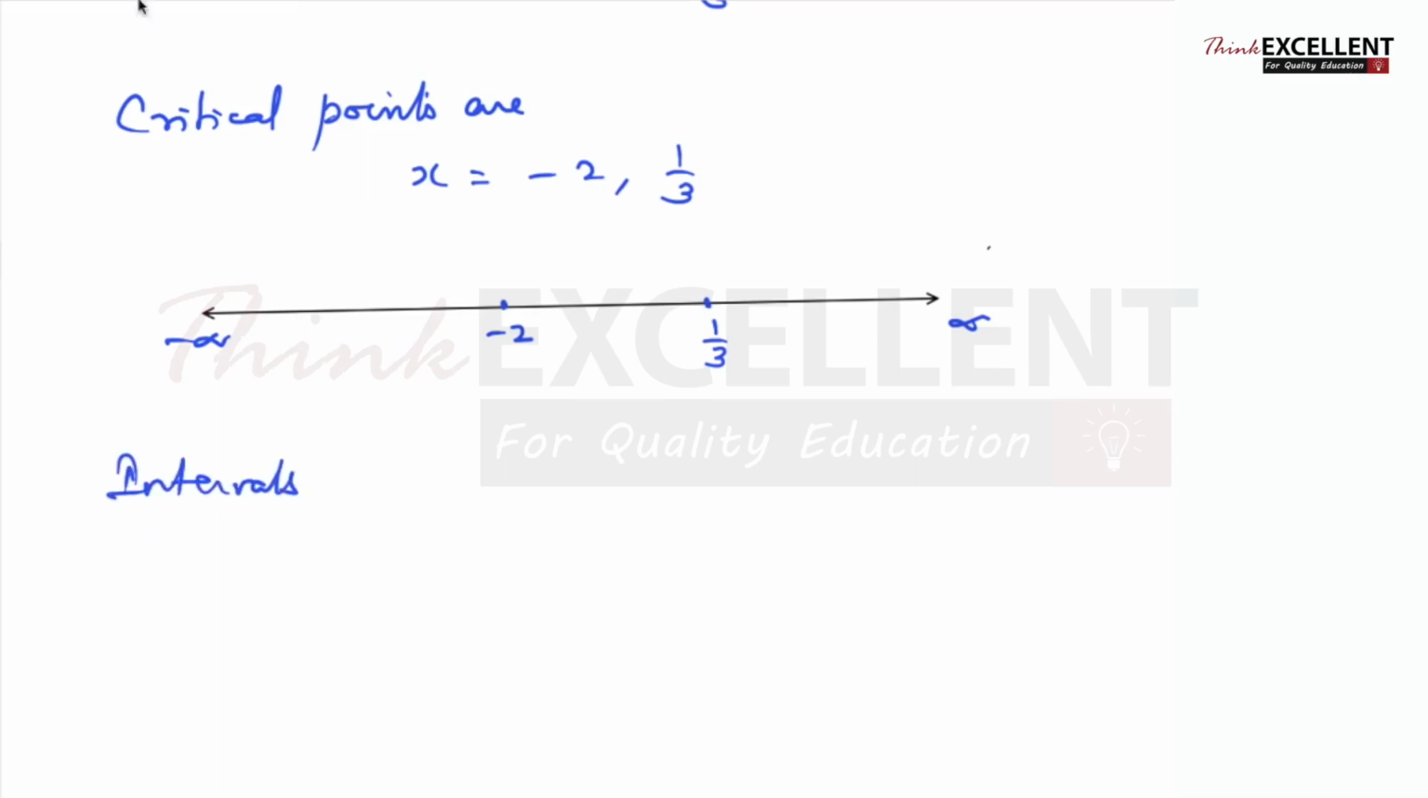What is the first interval? The first interval is minus infinity, comma, minus 2. Then minus 2 to 1 by 3. Then 1 by 3 to infinity.